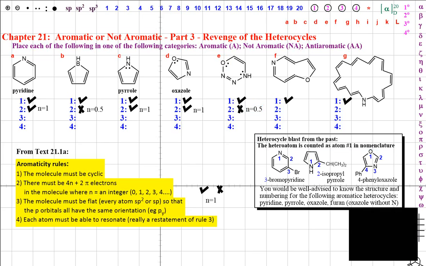The next example does not need a lone pair on nitrogen. Nitrogen's already resonating, but oxygen needs a lone pair, bringing the total to 2, 4, 6, 8, 10. That works if n equals 2.